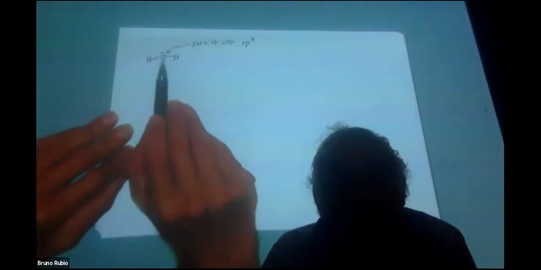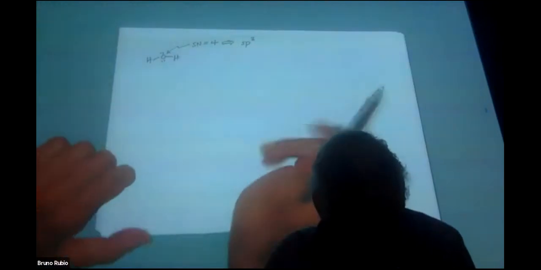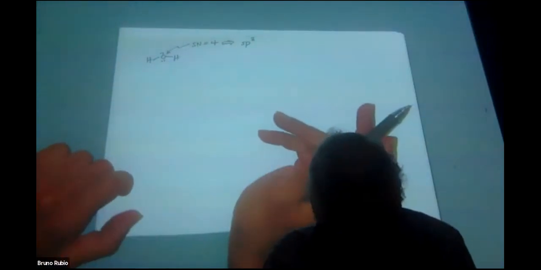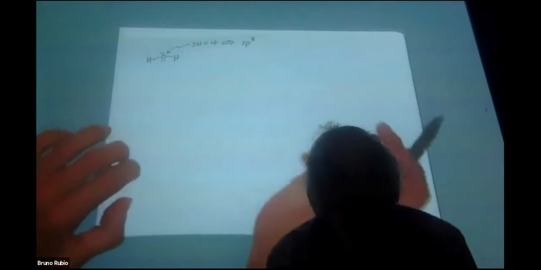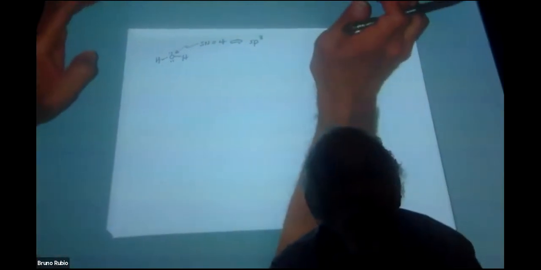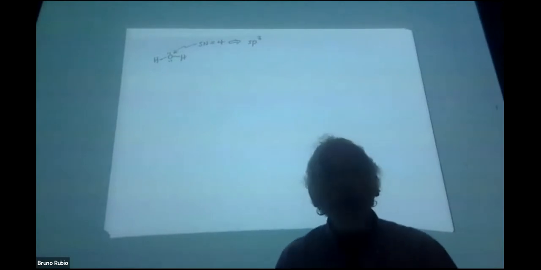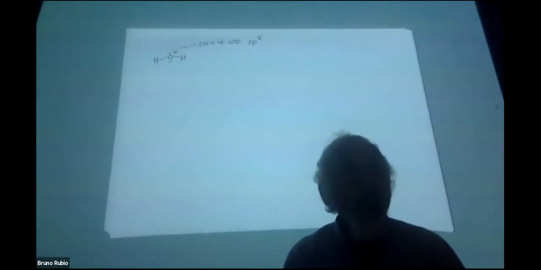Okay, so now remember that we said yesterday that showing these unshared pairs is totally optional. So this is going to be a problem for many people, because I never have to show you an unshared pair of electrons. You need to know that they're there.